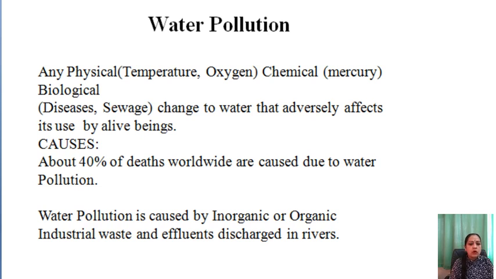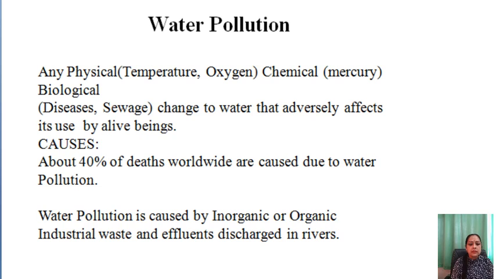Now the next type of pollution is water pollution, and we know that our water is too much contaminated. But why? So we will discuss water pollution. Any physical change, like temperature and oxygen, chemical change, like mercury, or biological change, like diseases and sewage, to water that has adverse effects on living beings is water pollution. Now, what are the causes of water pollution?